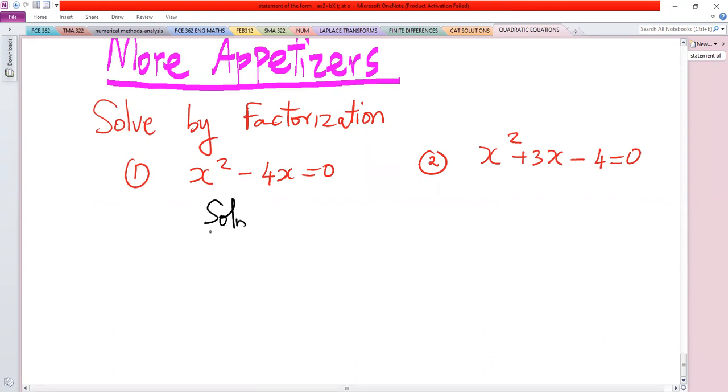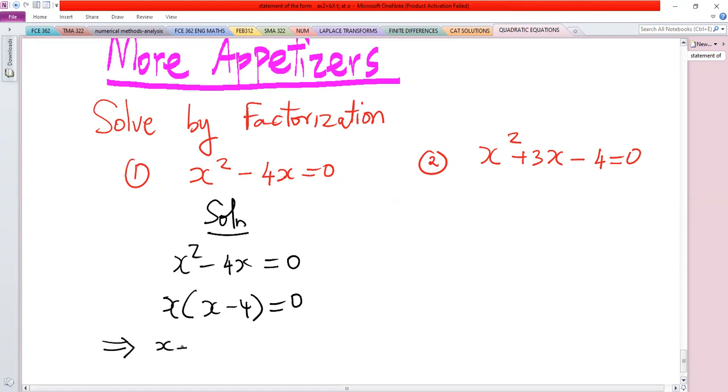So x squared minus 4x equals to 0 would be the same as x into x minus 4 equals to 0. Then using the zero product property for real numbers, this means that x equals to 0 or x minus 4 equals to 0. So therefore, x equals to 0 or x equals to 4 are the solutions, the roots of this given quadratic equation.